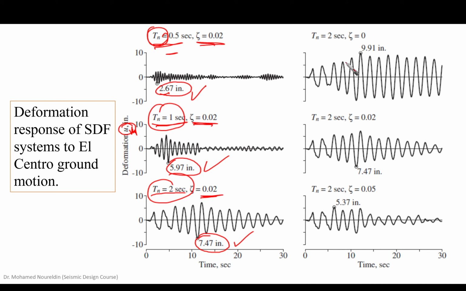Okay, now let's go to the opposite. Let's flip this. Let's assume that we have only one single degree of freedom system with a 2 second period, and we change only the damping ratio from 0 to 0.02 to 0.05. So we have 3 different values for the damping ratio.